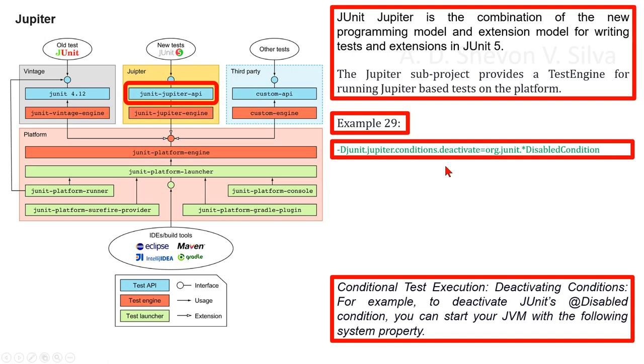To do this, provide a pattern for the junit.jupiter.conditions.deactivate configuration parameter to specify which conditions should be deactivated, that is, not evaluated for the current test run. The pattern can be supplied as a JVM system property, as a configuration parameter in the LauncherDiscoveryRequest that is passed to the Launcher, or via the JUnit Platform configuration file. For example, to deactivate the JUnit @Disabled condition, you can start your JVM with the following system property.